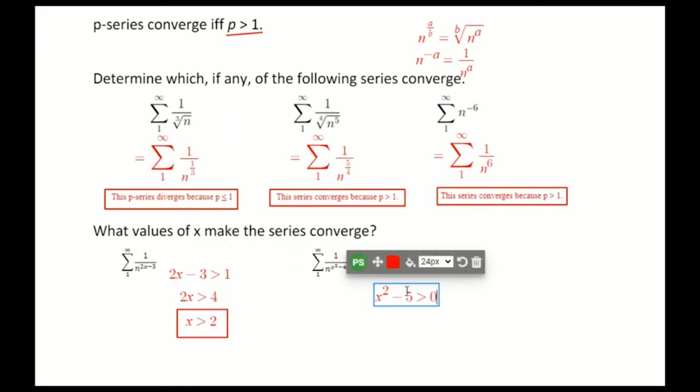Now from here, we need to make a little number line, and then pick some representative values. So let's go ahead and make that number line real quick. I'm just going to draw a little number line over here.